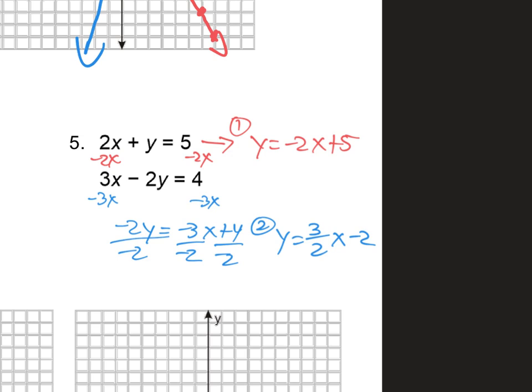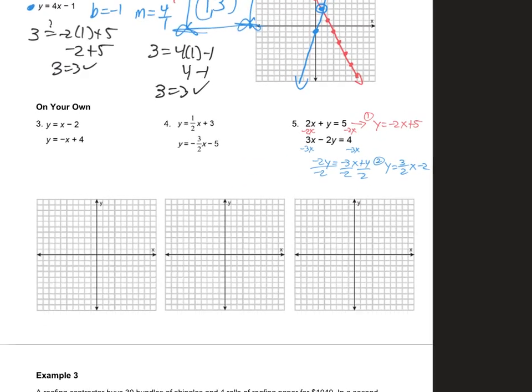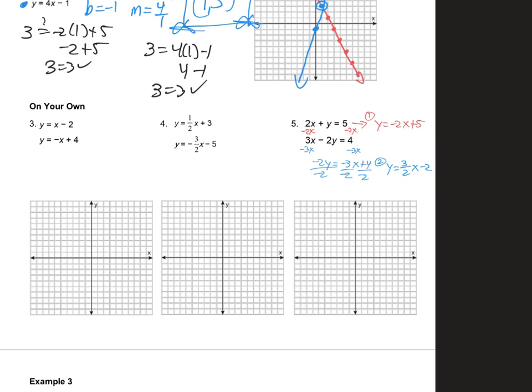So what I want you to do is pause everything right now, and I want you to try these 3 on your own, and then I will quickly just tell you those intersections. All right, now that you're done with that, I'm going to tell you the answers to these. For On Your Own number 3, it should be (3, 1). For number 4 it is (-4, 1). And for number 5, it is (2, 1). So those are your 3 answers. I didn't put the graphs on there, but that's what you should have.